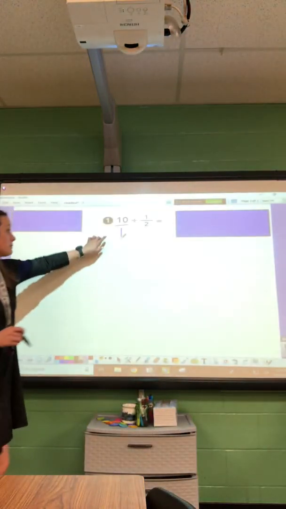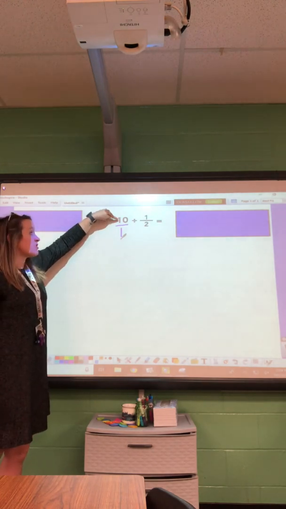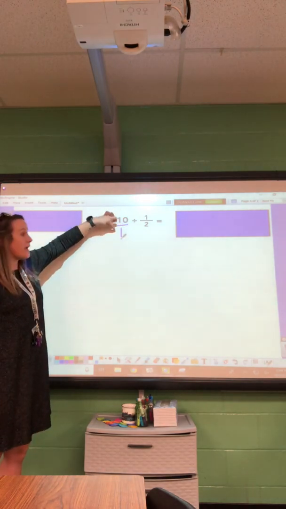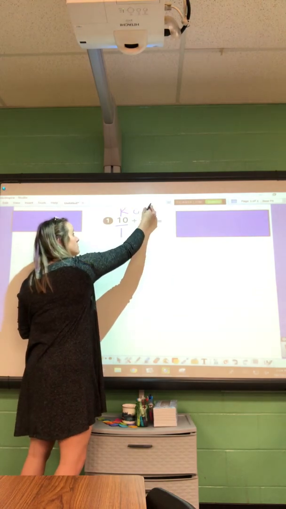For this next problem, remember, put a 1 underneath your whole number. If you don't, you will either not have a top or a bottom, and in order to divide fractions, you have to have both a top and bottom. So now I'm going to keep, change, flip.